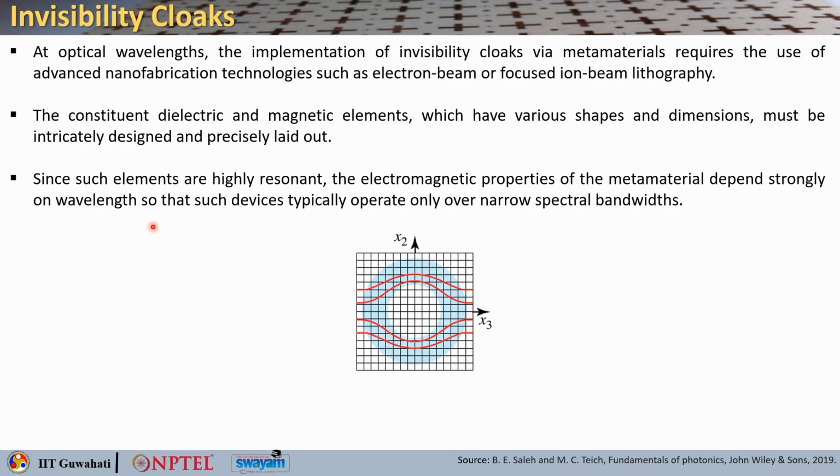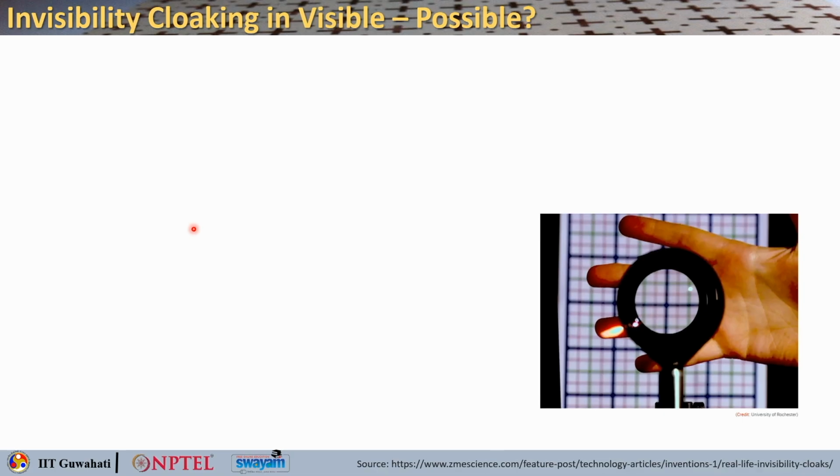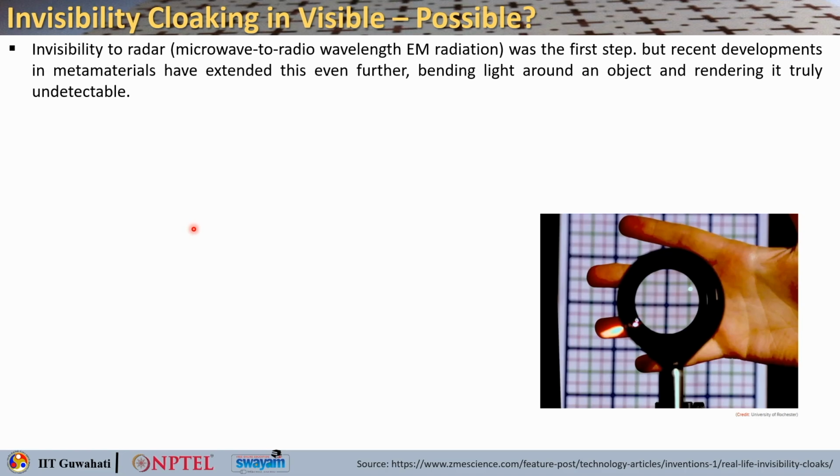Now since each element is highly resonant, the electromagnetic property of the metamaterial also depends strongly on the wavelength. So typically this kind of cloaking device will operate only over a narrow spectral band. So it is very difficult to get it over the entire visible range. So the question comes: in invisible cloaking, is it really possible?